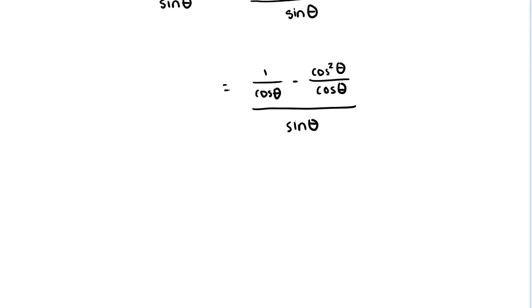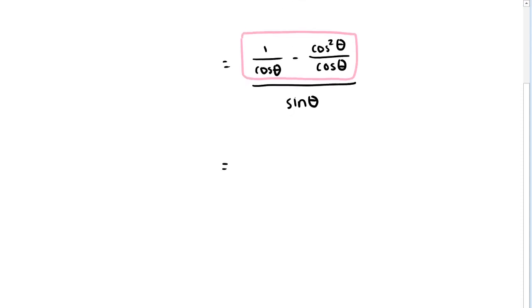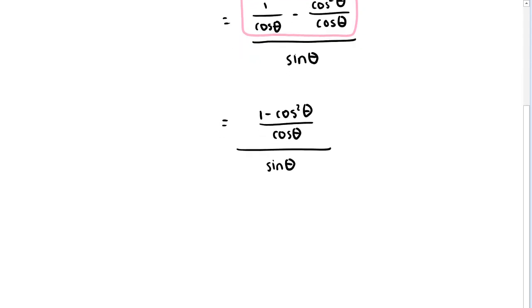So continuing with this main numerator, we can now subtract the numerators of those two fractions there. Right, they have a common denominator. We have 1 minus cosine squared of theta over cosine of theta. And then we have the main denominator, sine of theta. And so this is where we can use that idea, right? 1 minus cosine squared of theta, this is the same as sine squared of theta, right?